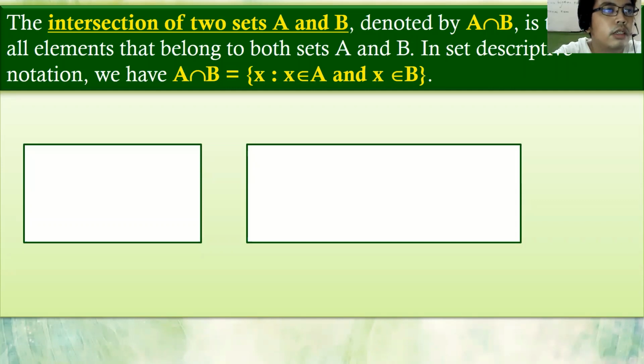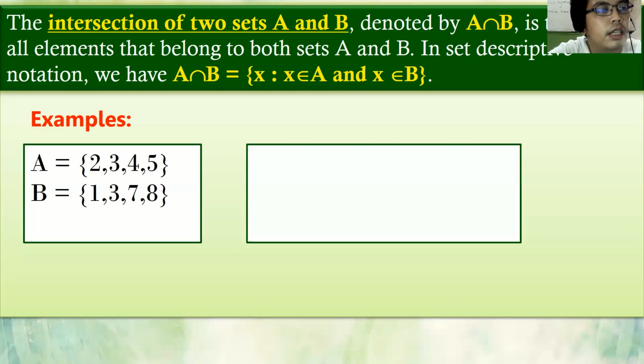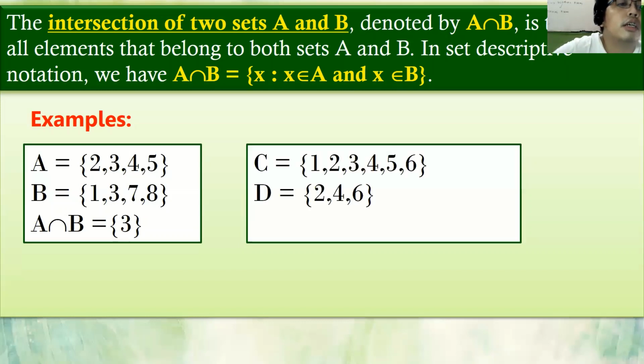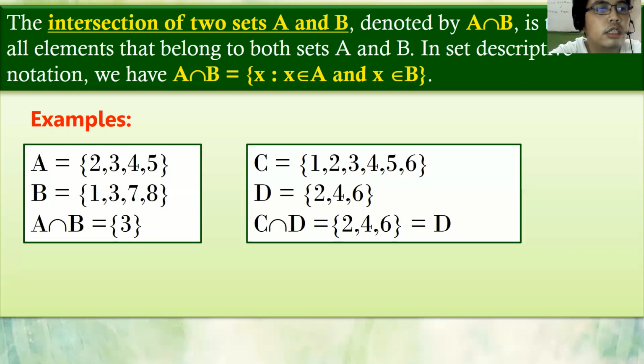In notation, we say A intersection B is simply the set of x such that x is found in A and x is found in B. Let's say, for example, you have set A: 2, 3, 4, and 5, and set B: 1, 3, 7, and 8. What is their common element? We have 3. So their intersection is a set containing 3. Say for example here, what are the elements found both in C and D? We have 2, 4, and 6. So the intersection is just 2, 4, 6, or the set D itself.